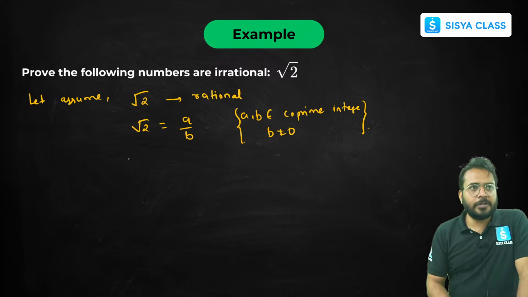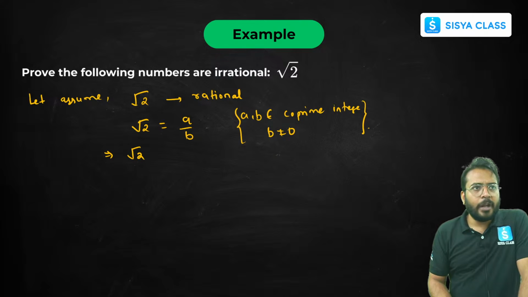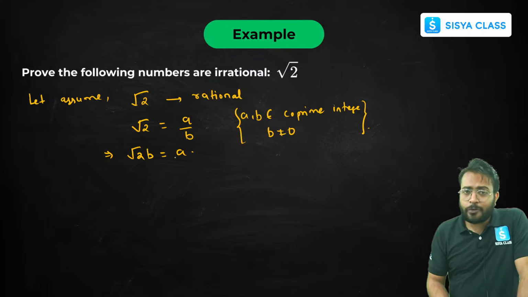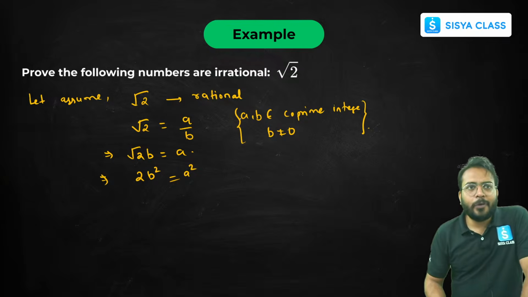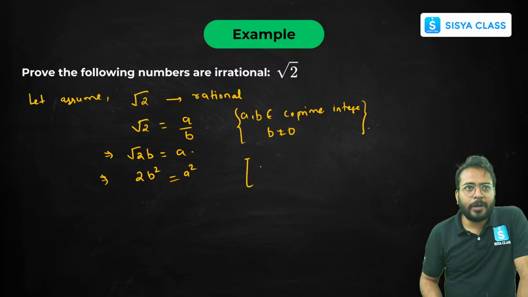That means I can say that root 2 into b is equal to a. Now if you take the square on both hand sides, you will get 2b square is equal to a square, yes or no. Now can you see here, we can write b square is equal to a square by 2.